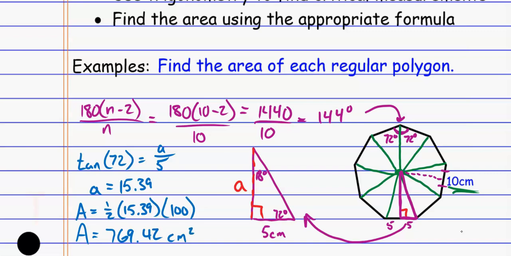and that's square centimeters. Okay, so again, there's nothing different about what we're doing right now. The only difference really is that instead of using something like a special right triangle to find the apothem, I had to use a trig function, okay?